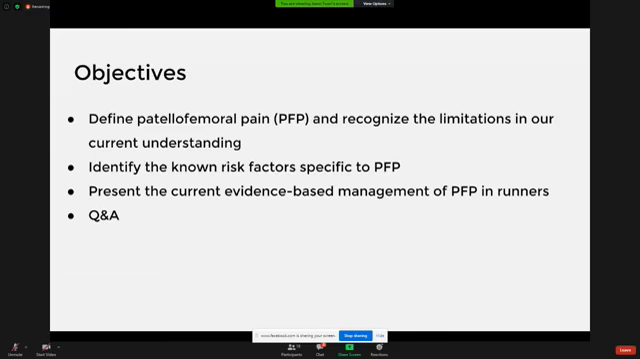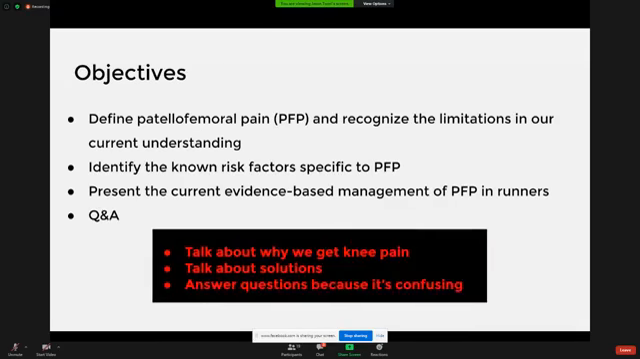So your classic objectives for a presentation on injuries with some medical jargon in here is basically, we're going to talk about why we get this type of knee pain, talk about solutions, and answer questions because it can be confusing.